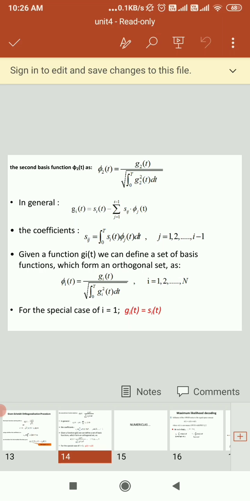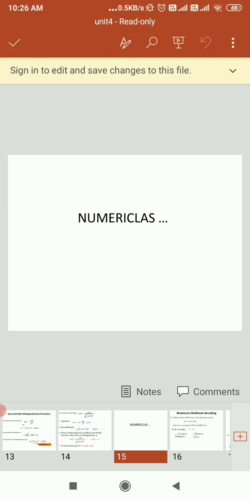So for the special case we will require i equal to 1. At that time we can say that the signal which we are transmitting will be equal to the intermediate function. You will get gi of t equal to Si of t. Now we can see some numericals for that.